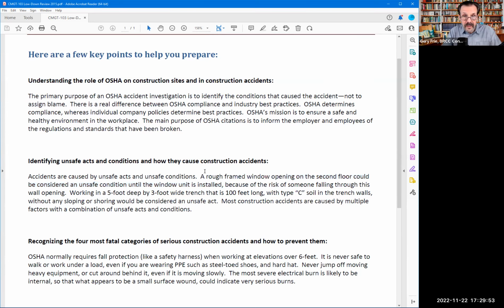Anyways, I'm getting a little bit too elaborate here, so let me read the sentence again. It says a rough frame window opening on the second floor. Could it be? Yes, it could be considered an unsafe condition until the window unit is installed. And why? Because of the risk of someone falling through this wall opening. Remember, we talk about wall openings and floor openings. Those are bigger than floor holes.